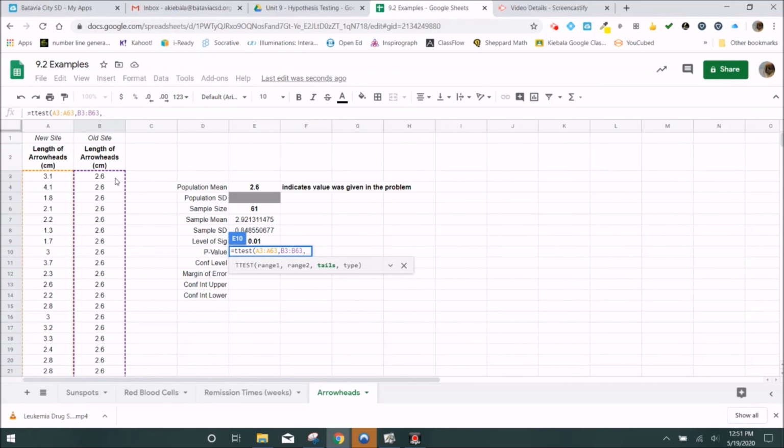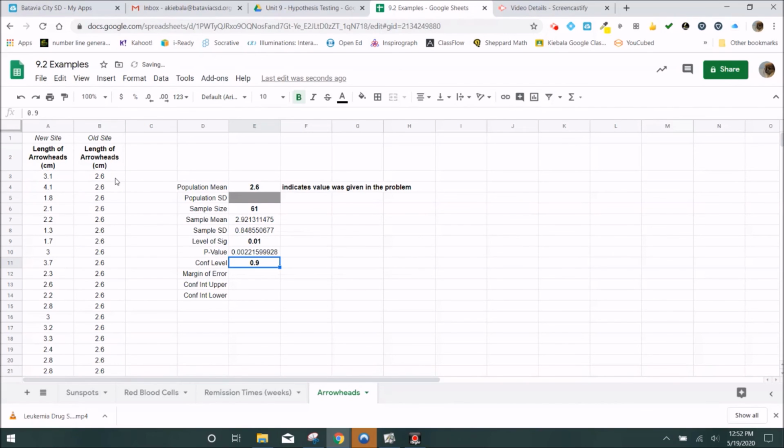All right, and then it wants what type of tail. So this was asking, are they longer, greater than 2.6? So this is going to be perfect because we can just do a one-tailed t-test. It automatically goes to the right on Google Sheets. The type we won't get into too much, just do a 1, and then there's our p-value. Now, if this happened to be a two-tailed test, like not equal to, we would have to double that. But this is just to the right. So that's our p-value that we'll compare to the level of significance in just a moment.